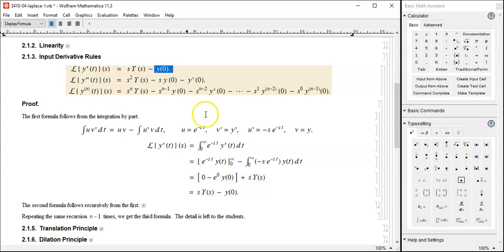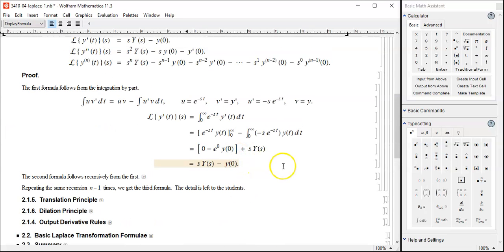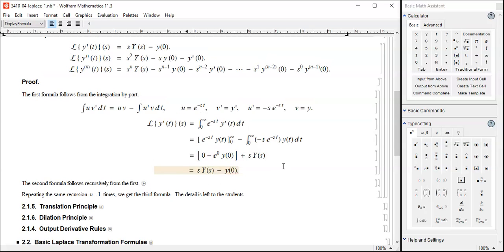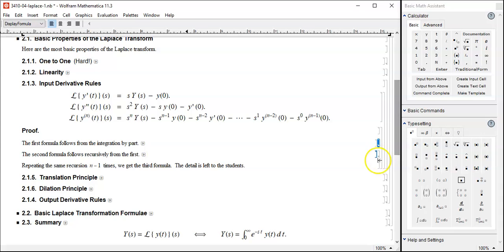How about this one? Well, s is constant, and I can take it out. Minus minus plus, so we have plus s. And what's left is just a Laplace transformation. So we get the Laplace transform of y, so we have capital Y there. s capital Y minus y of 0. We already did it in a previous video, but I thought it was important enough to repeat it.